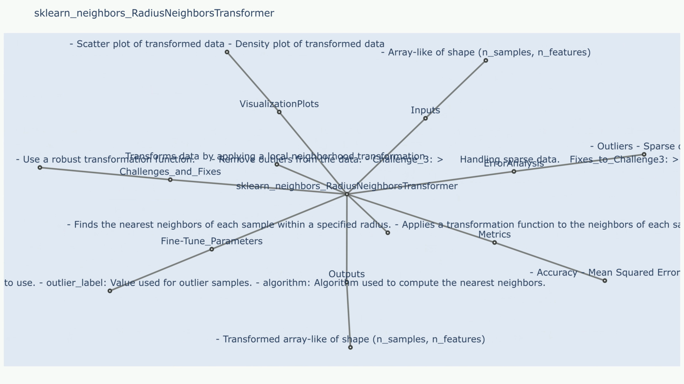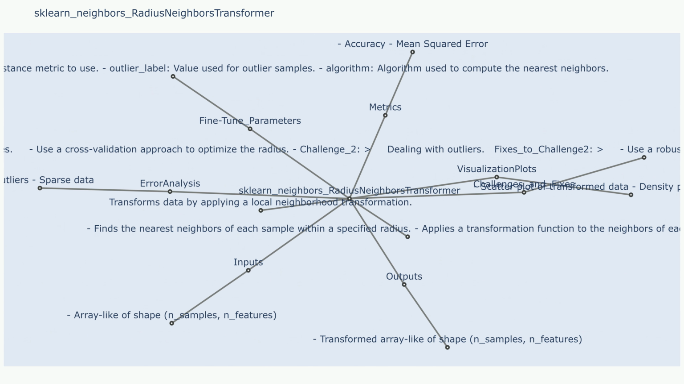If a single outlier is within the radius of a sample, it can heavily influence the transformed value. Sample use case that resulted in challenge 3. A dataset with a few extremely unusual samples could lead to this problem. Fixes to challenge 3. Pre-process the data to remove or handle outliers before using the radius neighbors transformer. Use outlier robust distance metrics or weighing schemes to mitigate the influence of outliers.